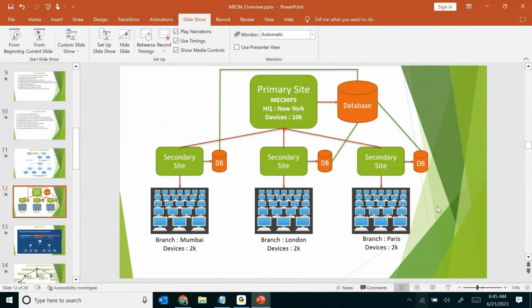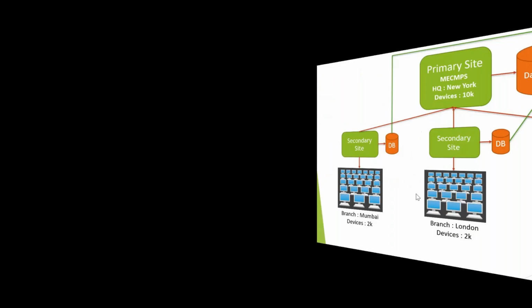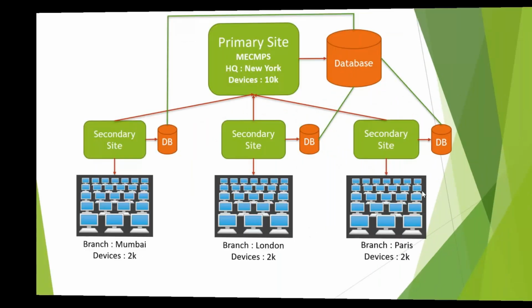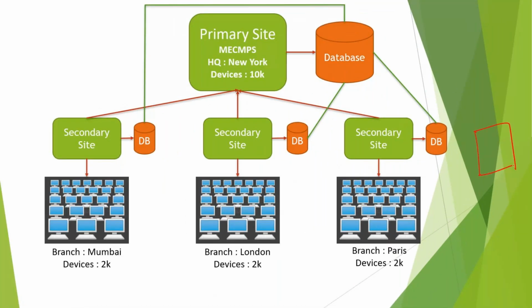A secondary site is basically needed to control the network bandwidth. Otherwise, the network will be choked up. Suppose, for example, you have some devices in Mexico, and you have only 200 devices. You don't need a secondary site. Why? A secondary site comes into the picture when you have more than 500 devices in that location. So 200 is okay to manage.